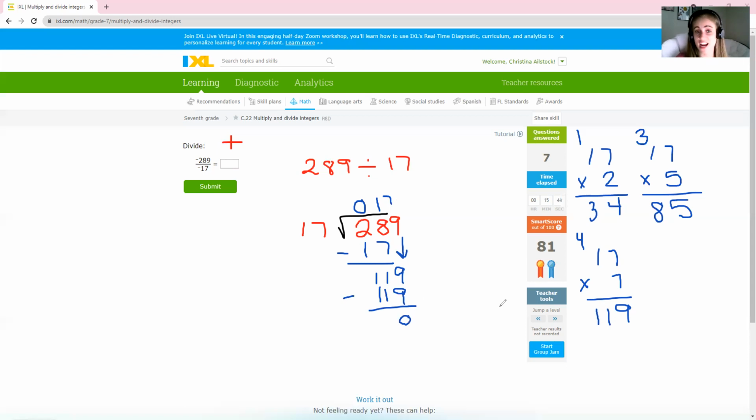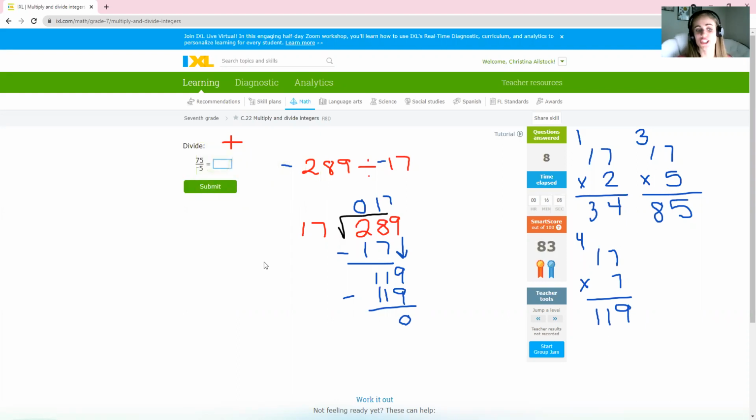Now, I'm super excited I got my answer, but I have to remember about my sign. What did I say my sign was? It'll be a positive, because a negative 289 divided by a negative 17 gives us a positive. And our answer just happens to be a positive 17. So look at that, that's a perfect square.